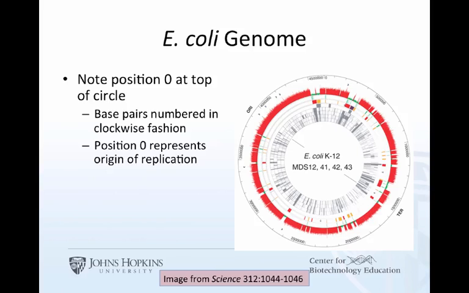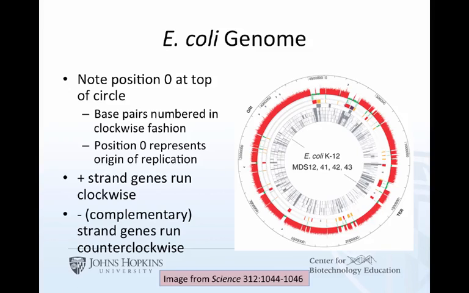Here's a site map of the E. coli genome. Look at the top where you see a 0. The 0 position represents what's called the origin of replication. Then the numbers increase clockwise, and there are about 4,600,000 or so. Now remember, there are still 2 strands of DNA. What we call the plus strand is arranged in this diagram clockwise. However, there are genes on the minus or complementary strand, and they run in the other direction.